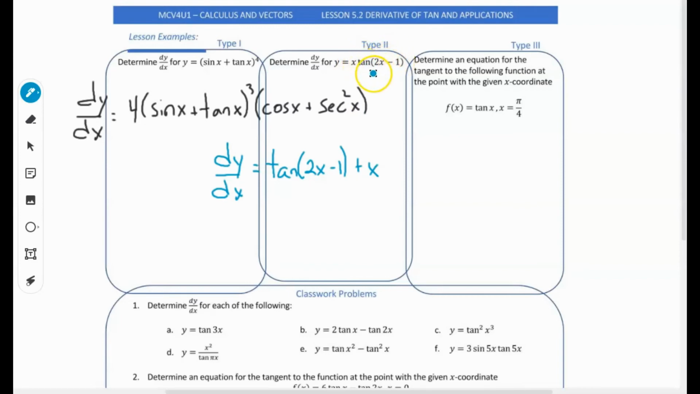So to do that, the derivative of tan is the secant squared. So we'll write secant squared of, just leave that bracket alone, so 2x minus 1. And then multiply that by the derivative of that function in the bracket there. So derivative of 2x minus 1 is just 2. So in this case, we get, simplifying just a little bit, the tan of 2x minus 1 plus 2x times the secant squared of 2x minus 1.